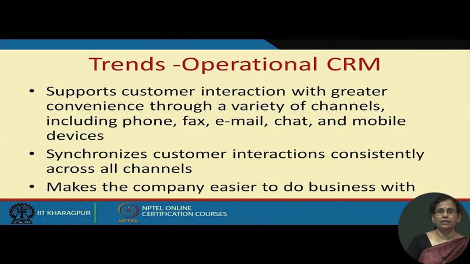Now, look at this, what are the various trends in customer relationship management. Firstly, the basic set of activities provided by any CRM software is the operational part of it, which is about supporting customer interaction with greater convenience through a variety of channels. Then the second task is synchronizing customer interaction consistently across all the channels, and in this process making the company easier to do business with. So, the operational activities which were otherwise difficult in the physical world can now be performed conveniently through this CRM software.